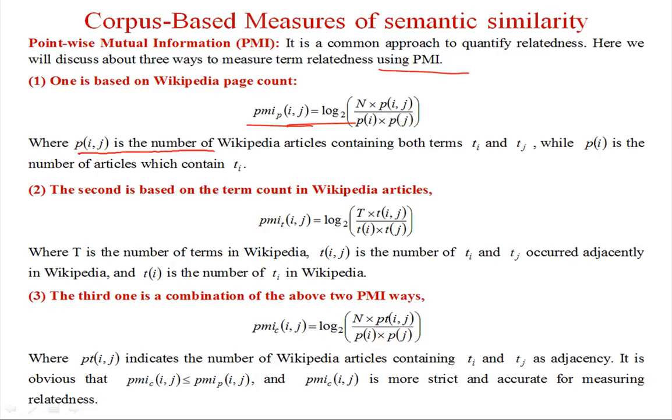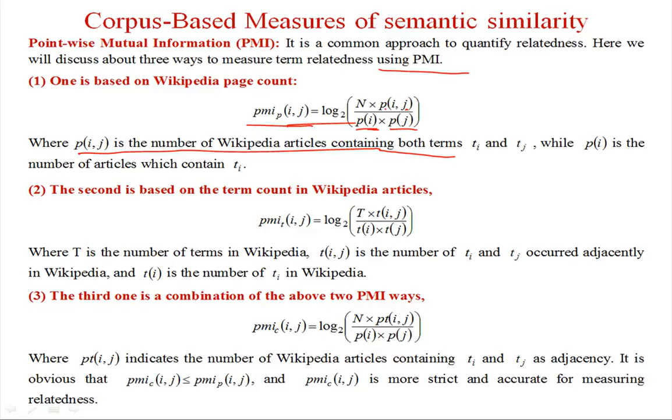Pij is the number of Wikipedia articles containing both terms. N times Pij, where N is equal to the total number of Wikipedia articles. Pij is equal to the number of Wikipedia articles containing both terms i and j. Pi is equal to the number of articles which contain term Ti, and Pj is equal to the number of articles which contain term Tj. Here i and j represent the terms Ti and Tj respectively.